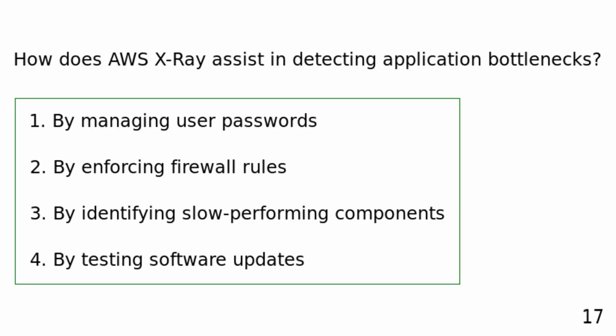How does AWS X-Ray assist in detecting application bottlenecks? By managing user passwords. By enforcing firewall rules. By identifying slow-performing components. By testing software updates.